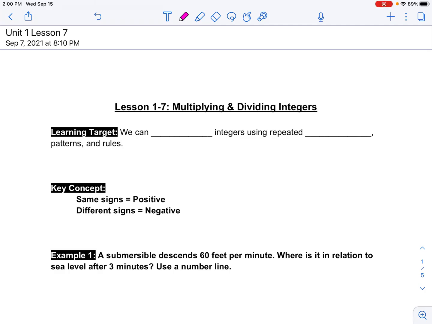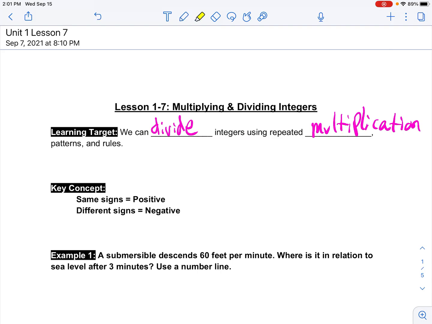All right, this is our last lesson of Unit 1. Woohoo! All right, we can divide integers using repeated multiplication patterns and rules. So I've kind of got an interesting way to remember this.